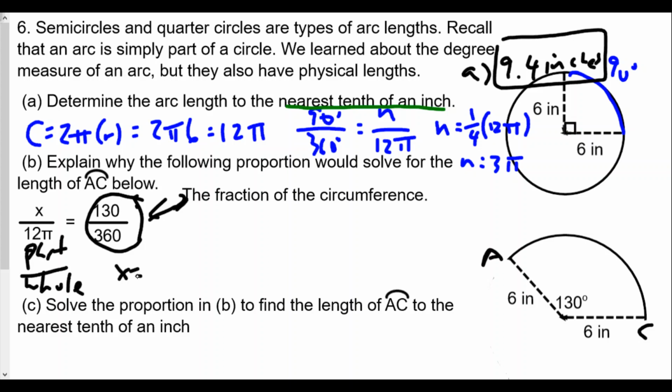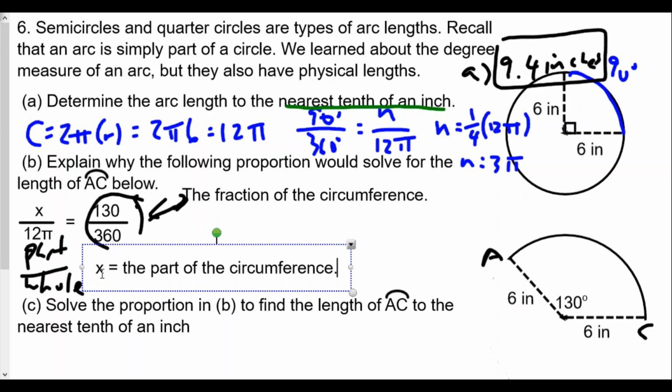x equals the part of the circumference. Again, I'm probably going to type that out too, because I'm noticing my handwriting is just dreadful to read. So here, ladies and gentlemen, part over whole. And so we're saying in this case, x equals the part of the circumference.